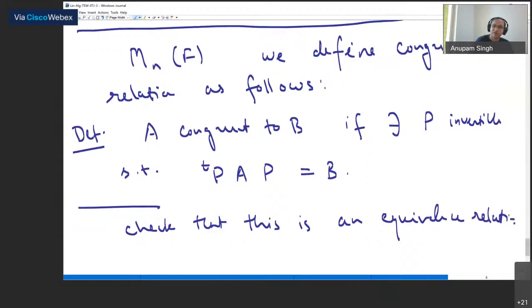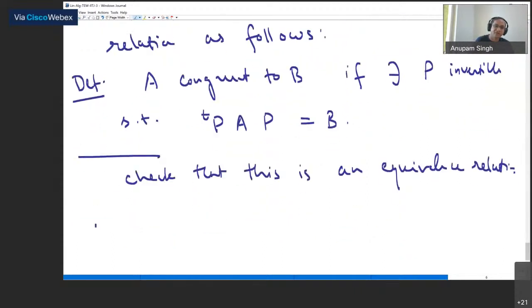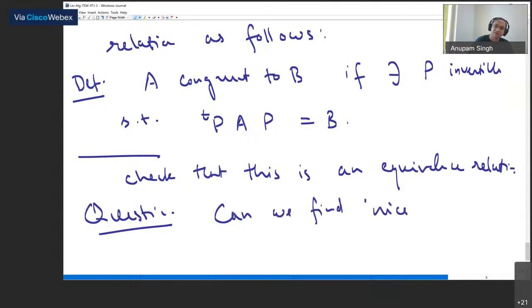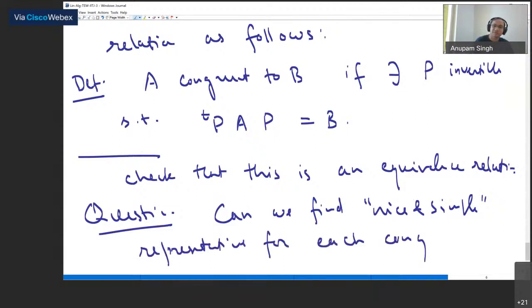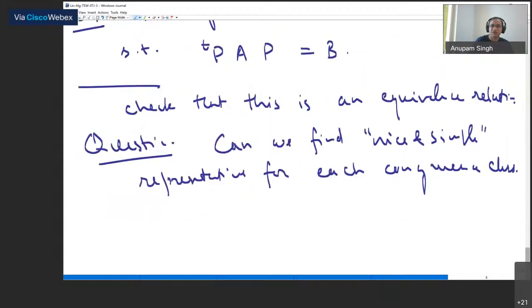And the equivalence classes are called congruence classes. And again, the question here is, can we find nice representatives? Can we find nice and simple representatives for each congruence class? Okay, this is what the question is: can we find a nice and simple representative for each congruence class?